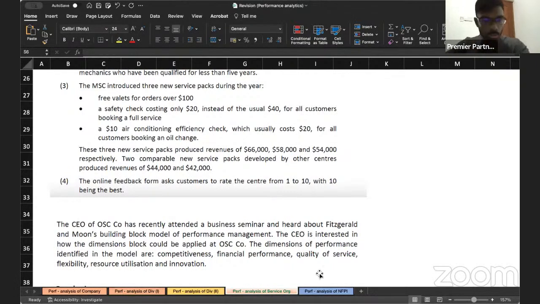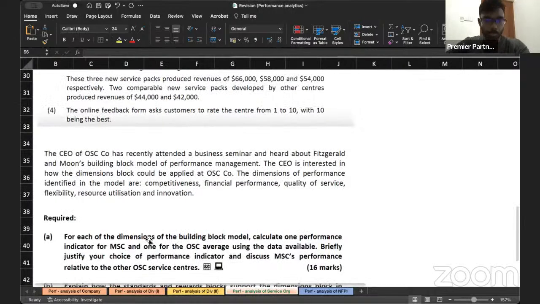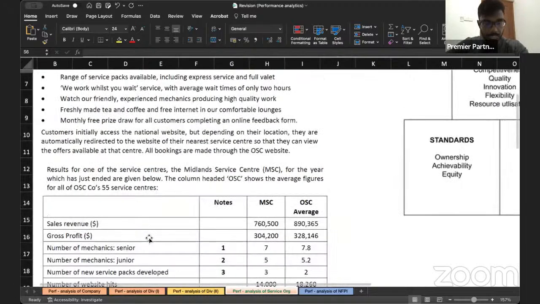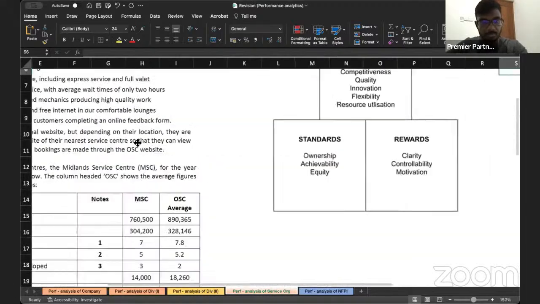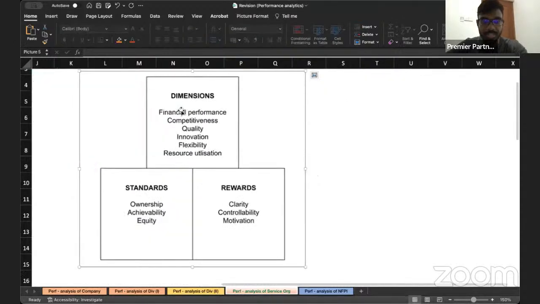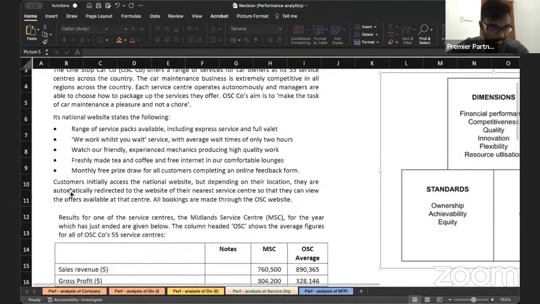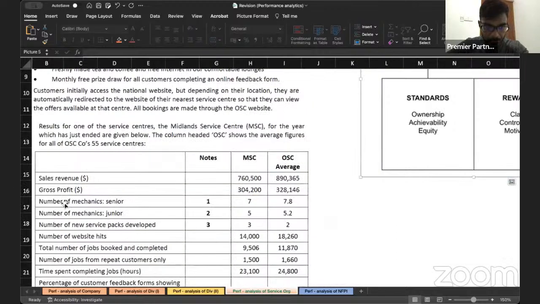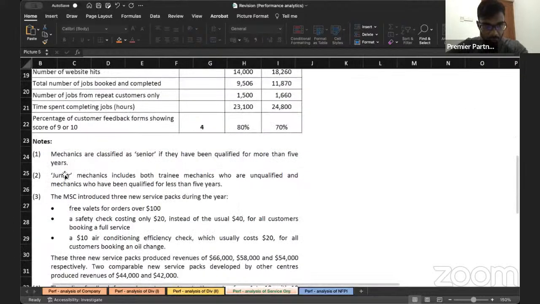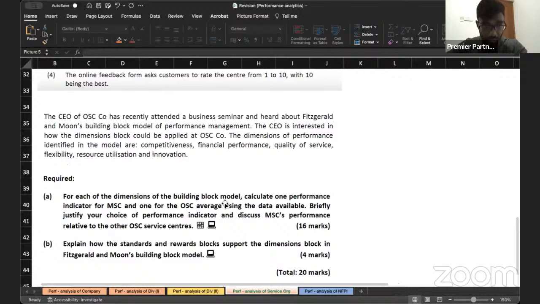The CEO of OSC has recently attended a business, blah, blah, blah, Fitzgerald and Moon's building block, blah, blah, blah. Okay. Now, we need to come up with metrics. Let's come up with a metric for financial performance. People, financial performance, you can see that they have given you gross profit and sales. So you take gross profit margin, and you need to explain why you're taking gross profit margin.